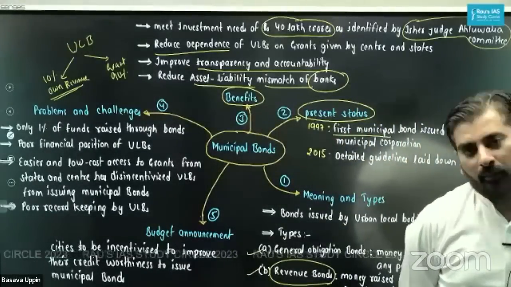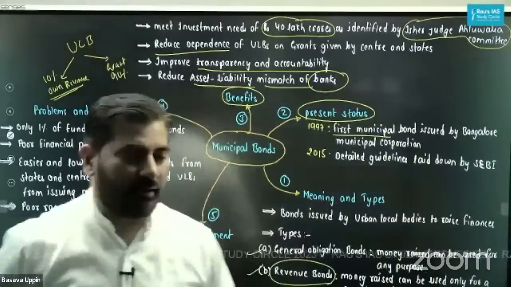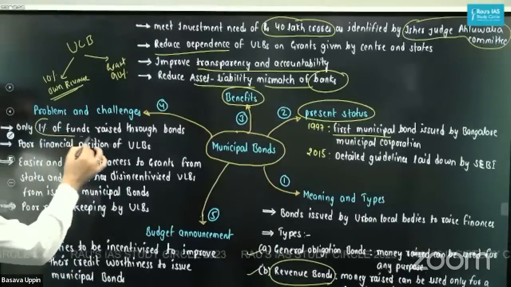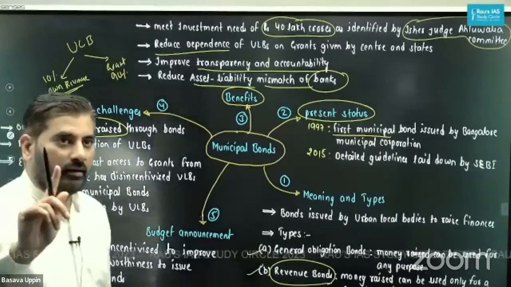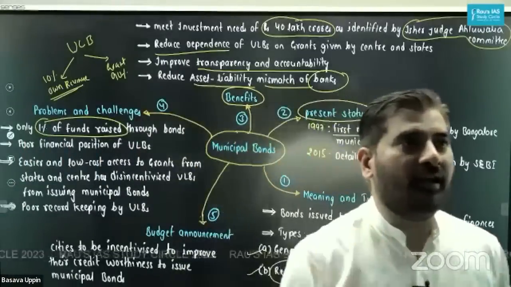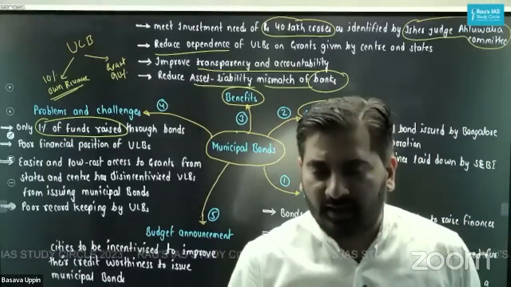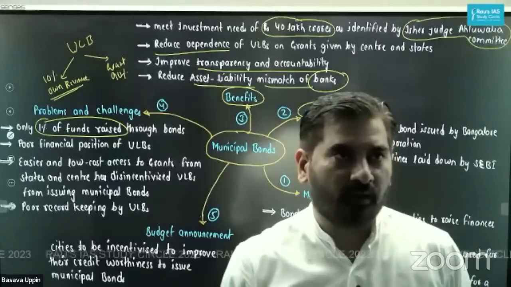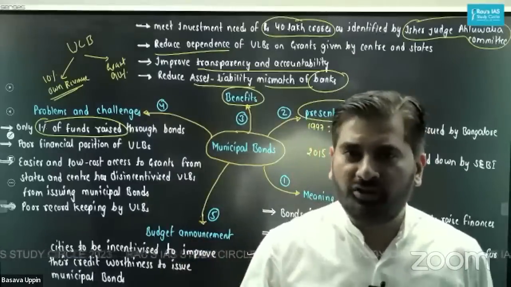But what are the problems and challenges with respect to municipal bonds? Let's understand. The first problem is, right now, only 1% of the funds are raised through municipal bonds, just 1%. So the overall penetration of the municipal bond market in India is very, very low. Why is that? Why are urban local bodies reluctant or not coming forward to issue municipal bonds? It's like a vicious cycle, basically. Their financial position is poor.